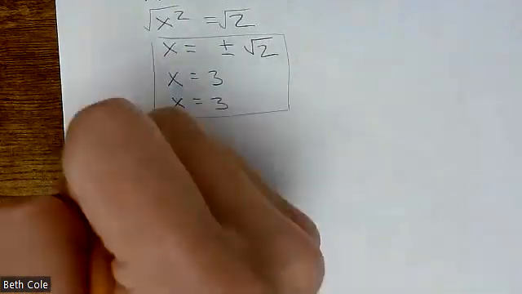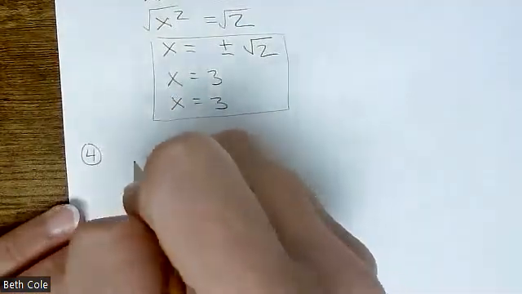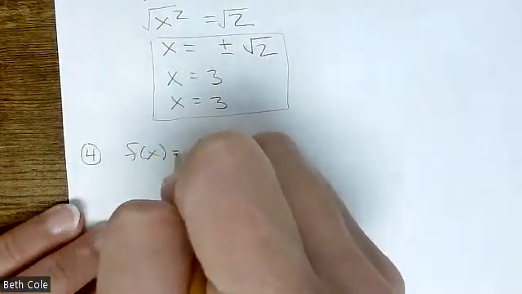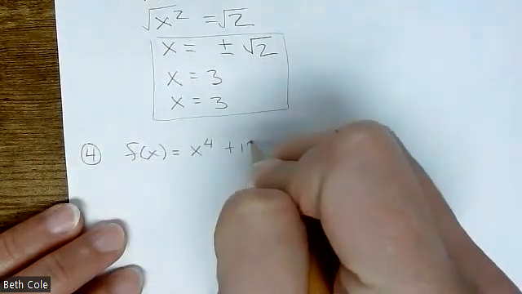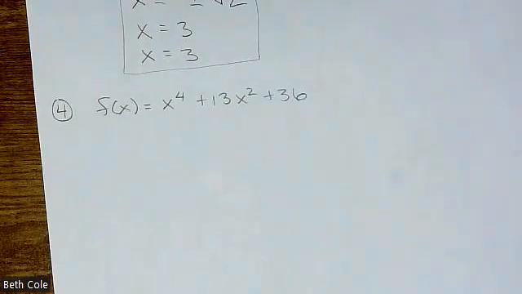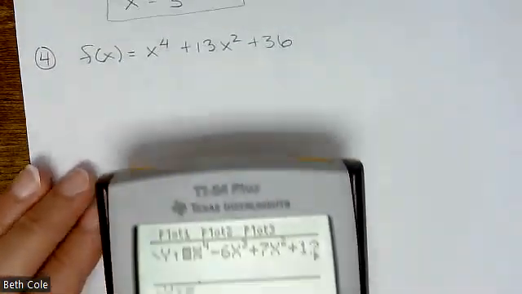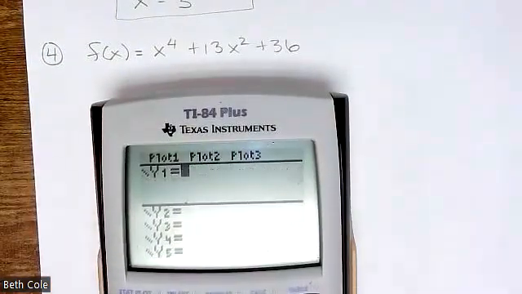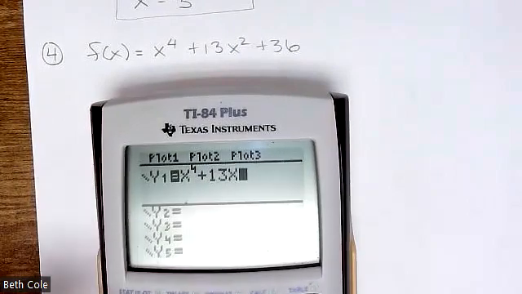Okay, we'll do one more. So again, everyone writes at a different pace and types at a different pace, so I'm just going to say the next step. After you write it, you want to go to y equals, clear that out, and type in the new equation.